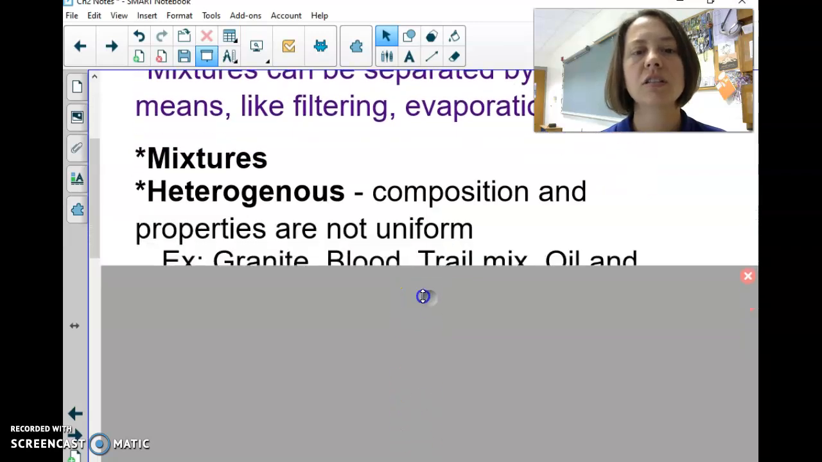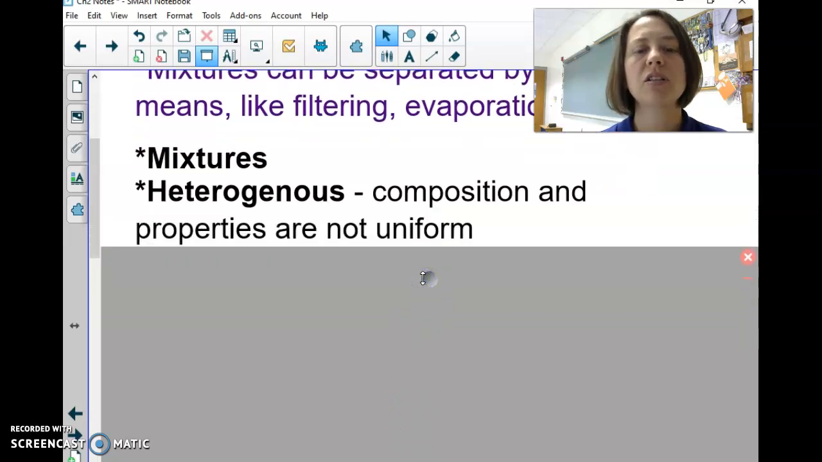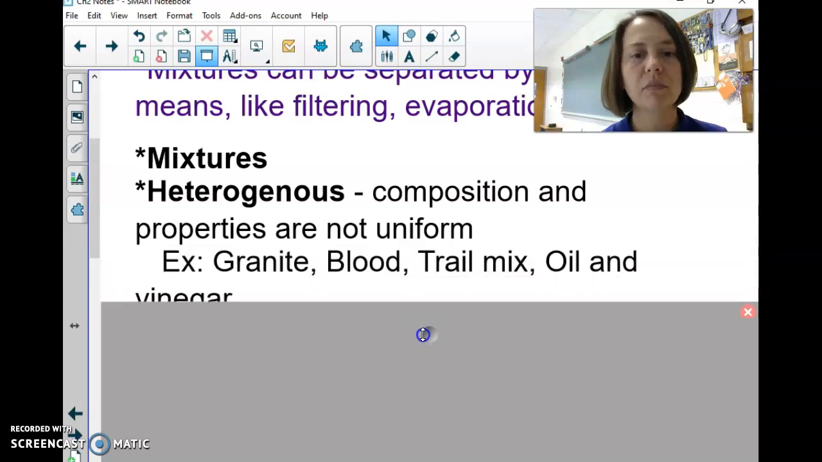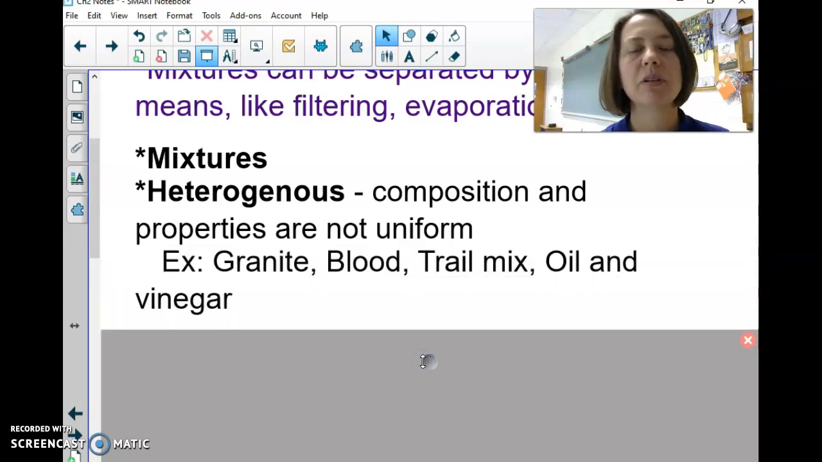So mixtures, there are two main types, heterogeneous and homogeneous. And in heterogeneous mixtures, the properties are not uniform. So this part of the mixture is different than this part, which is different than this part, which is different than this part. So some examples, and please write these down.